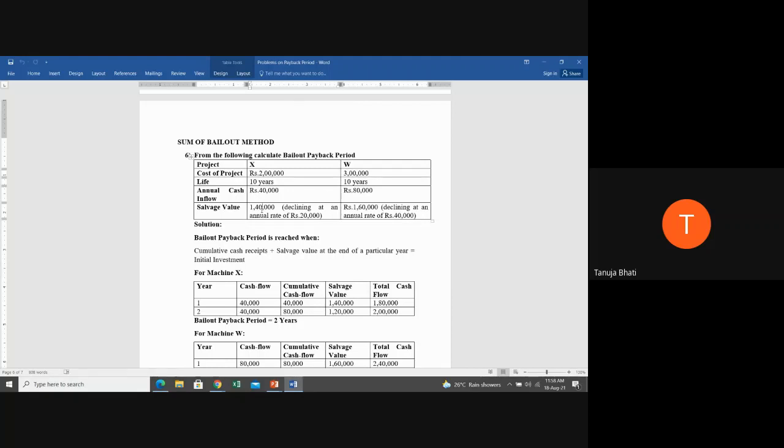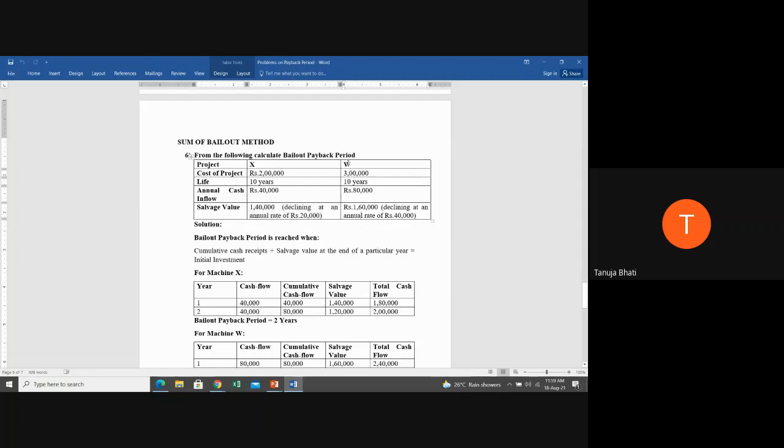You will get 1,40,000 minus 20,000. That is 1,20,000. Then for the third year, you will get 1,20,000 minus 20,000. That is 1,00,000. So what is the meaning of this sentence is salvage value is 1,40,000 declining at an annual rate of 20,000, means every year salvage value is going to reduce by 20,000.